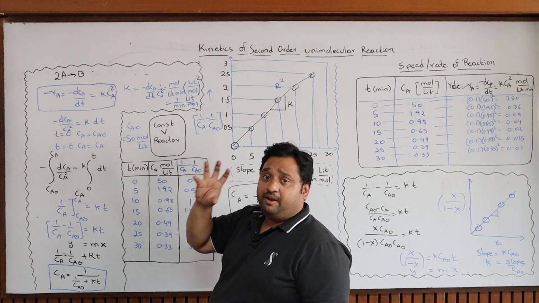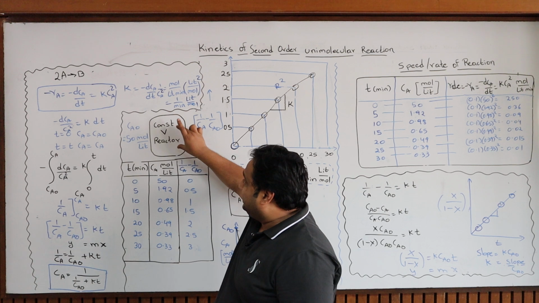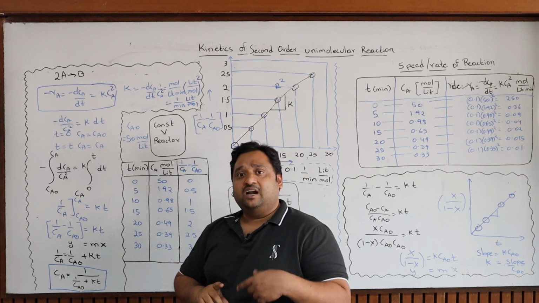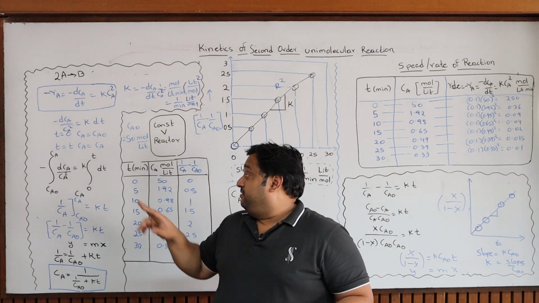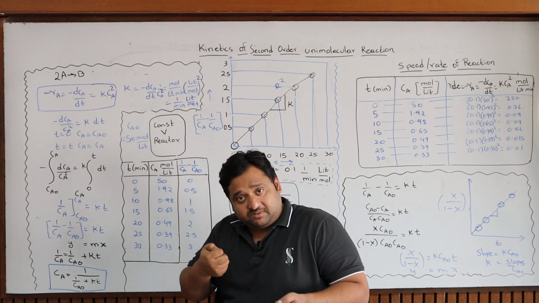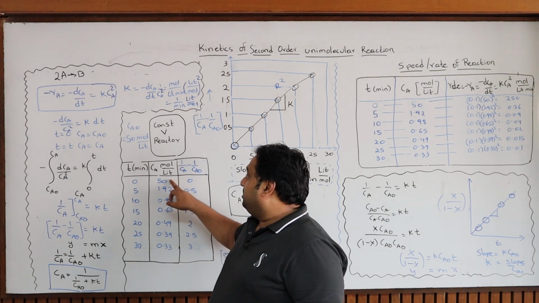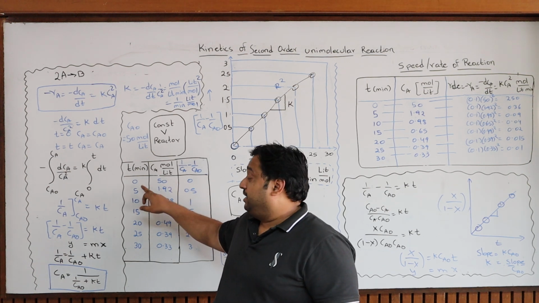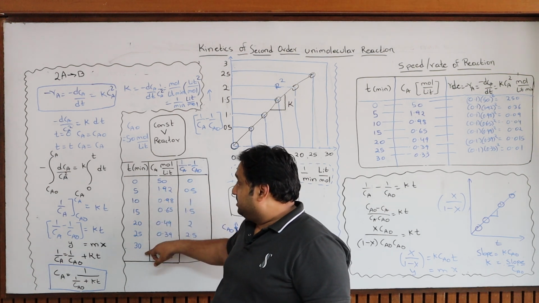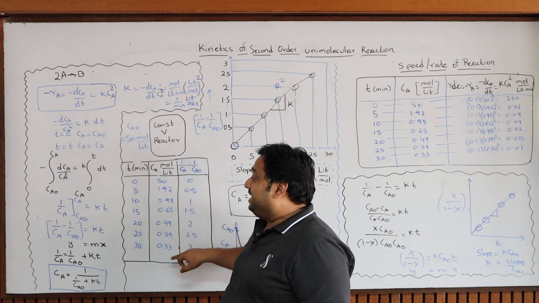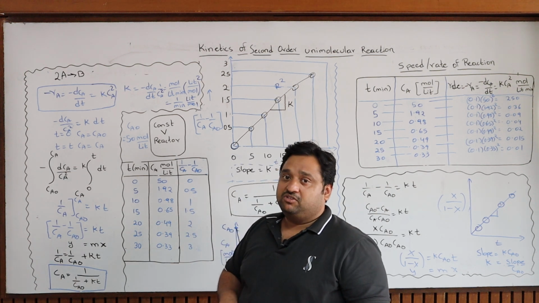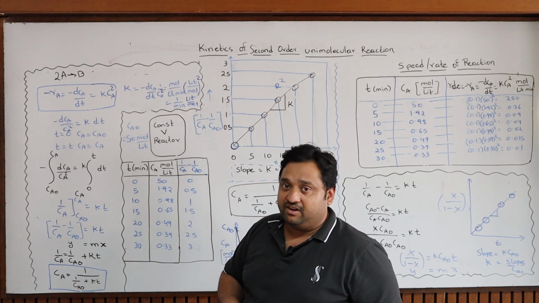Okay, I initially kept 50 moles per liter of reactant in this reactor. I started conducting the reaction. Every 5 minutes, I extracted some sample out of the reactor and measured the concentration of A. The initial concentration of A is 50 at time t equal to 0. As time proceeds, the concentration of A reduces because of the reaction.